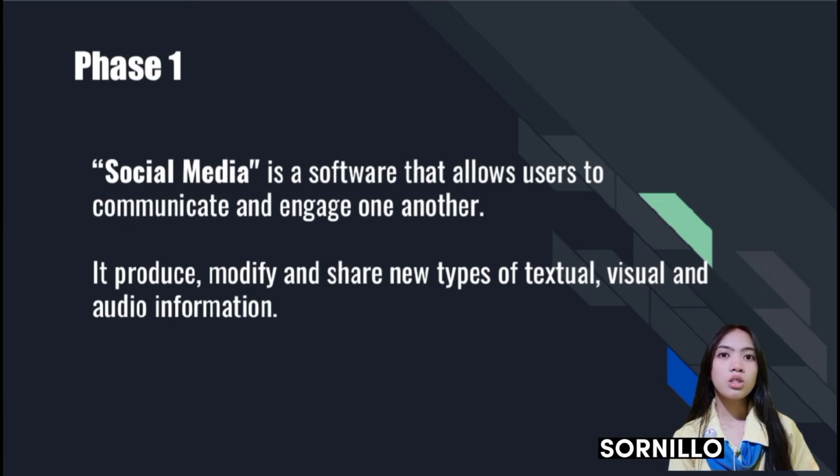In Phase 1, social media is software that allows users to communicate and engage with one another. It produces, modifies, and shares new types of textual, visual, and audio information. Social media started in the early 2000s. It refers to software with different uses for the users, and some people get addicted to social media because of its features and ability to control platforms in different ways, as well as categorize, label, and suggest existing content.